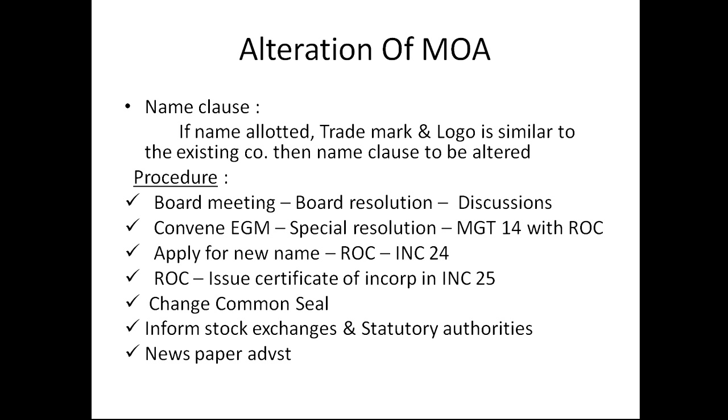The procedure is to hold a board meeting, pass a board resolution and discuss the change in name. Apply for the new name with the ROC in INC 1 with prescribed fees, convene an EGM, pass a special resolution, and file MGT 14 with the ROC within 15 days. Make an application to the ROC in INC 24 for the changes along with notice and explanatory statement. The ROC shall issue a new certificate of incorporation in INC 25.